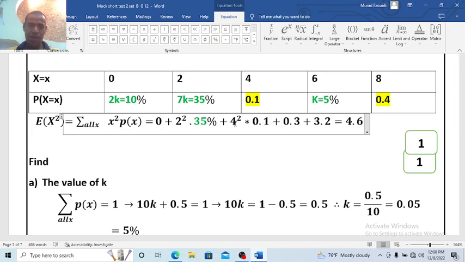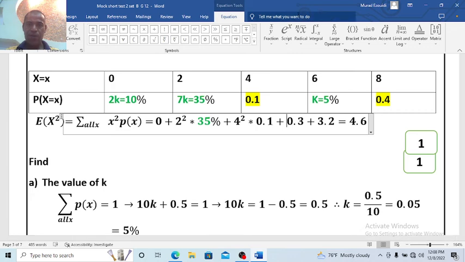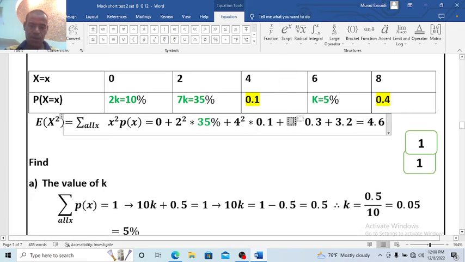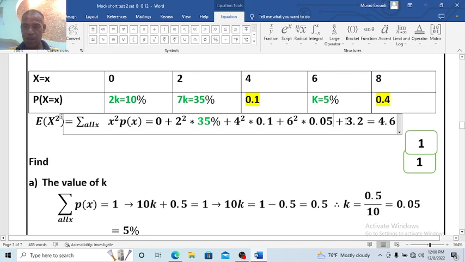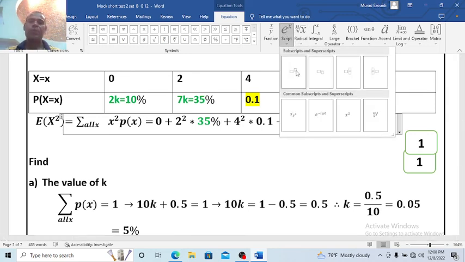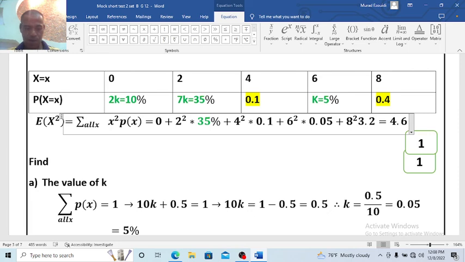Okay, then this one I will change with shift 8, which will be multiplication, plus 6 squared, multiplied by 0.05, plus 8 squared, 8 to the power 2, multiplied by 0.4. Now I will use my calculator.